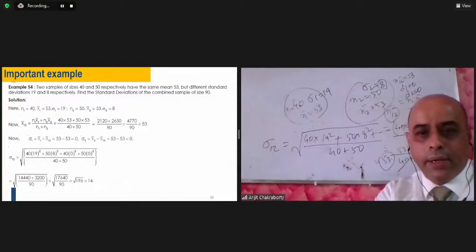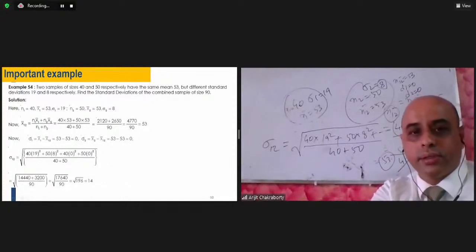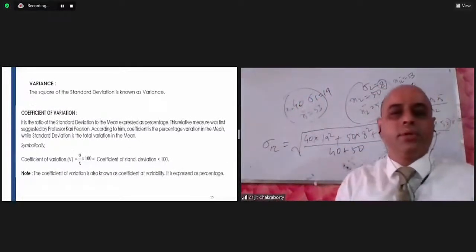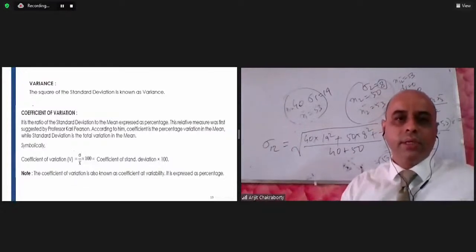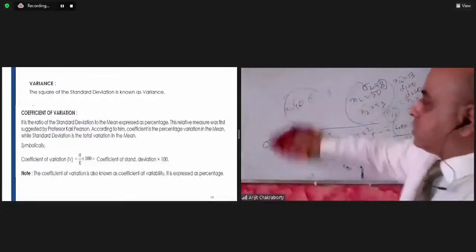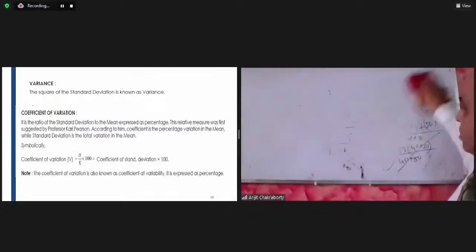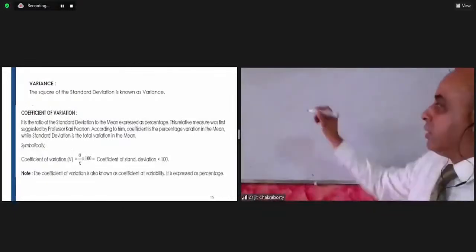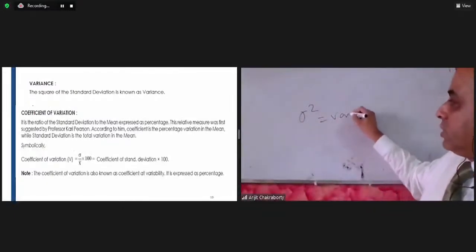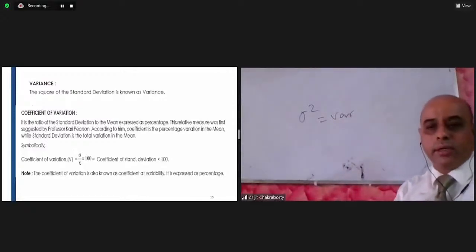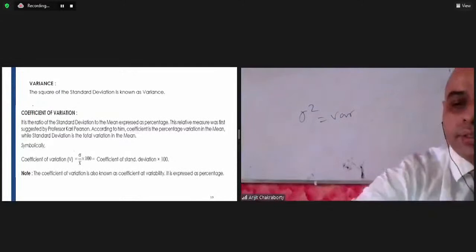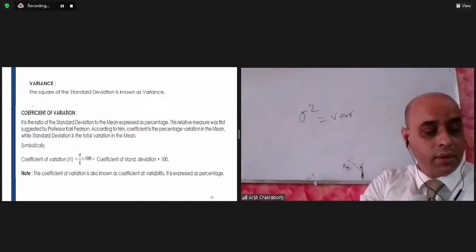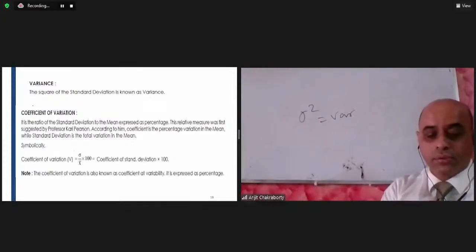Okay. Now we have completed the SD part, and now variance. So the square of the standard deviation is called variance. Variance is sometimes written as VAR in short. So we can write sigma square is equal to variance, where sigma is the standard deviation. The square of the standard deviation will give you variance. Now a very important formula. Okay, we will go through it.